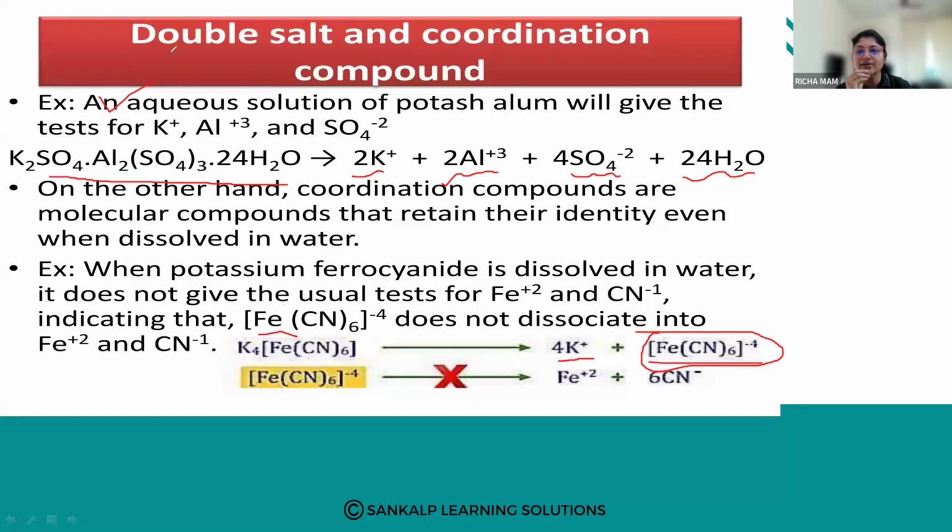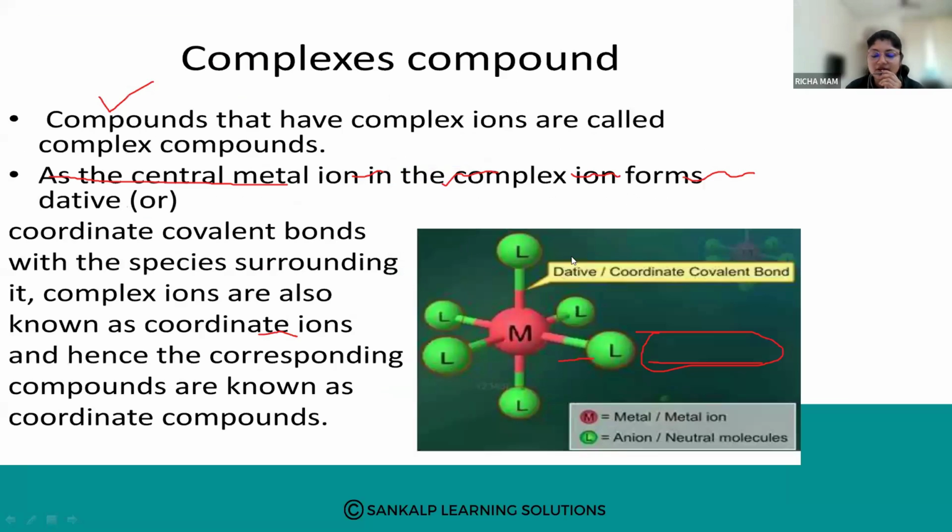Double salts, when you add them in water, give simple ions, but complex compounds do not dissociate into simple ions; they remain as complex ions itself. So these things we have discussed. Then we have discussed some of the important terms we are going to use in coordination compounds: the coordination entity, then the central atom, what is a central atom, then the ligands, right? So what are the ligands, students?